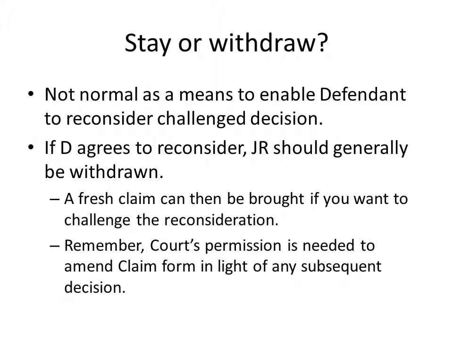In certain situations, it's not really appropriate to seek a stay. For example, a stay is not the normal course if what you want to do is to enable the defendant to reconsider the decision under challenge. If the defendant agrees to reconsider the decision, the general rule is that the judicial review claim should be withdrawn. A fresh claim can then be brought if you want to challenge the reconsideration.